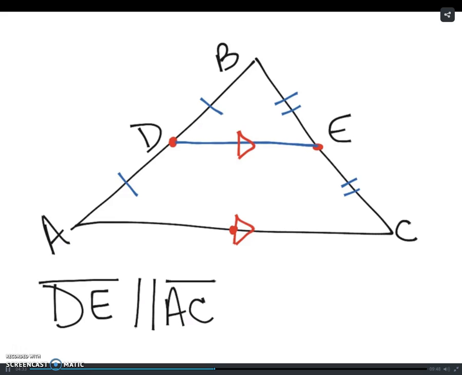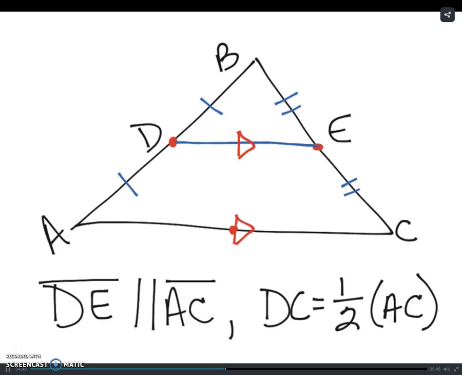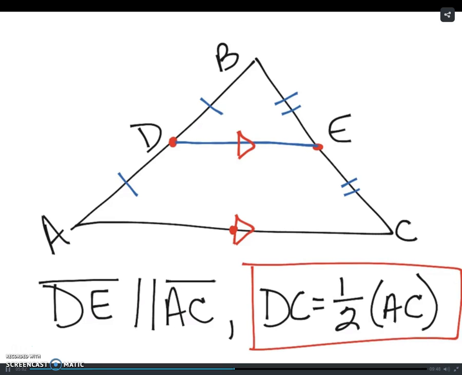Okay, we also know that this mid-segment is going to be half the length of that opposite side that it doesn't touch. So that would mean that DE is equal to half of AC. Okay? That also means, if you were to think of that backwards, that AC is twice as big as DE. So this is going to be a nice little formula here for you: the mid-segment is equal to half of the opposite side, or the side that it doesn't touch, and you're going to be able to use that.